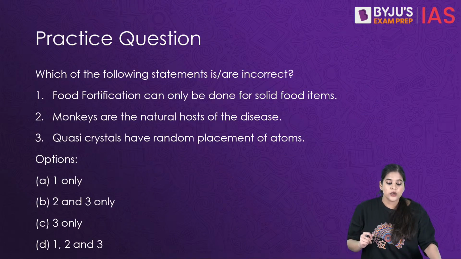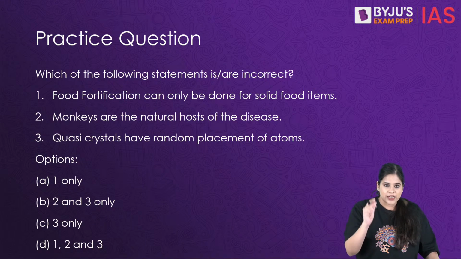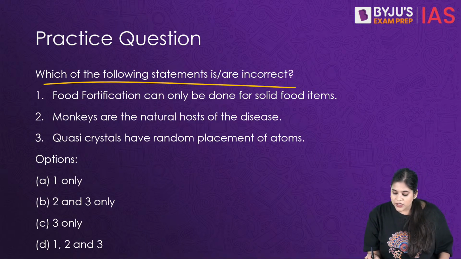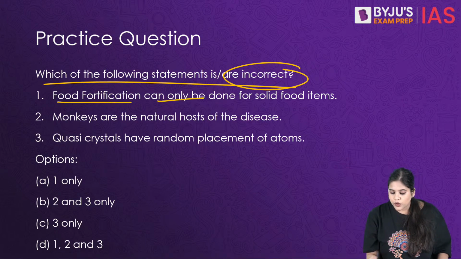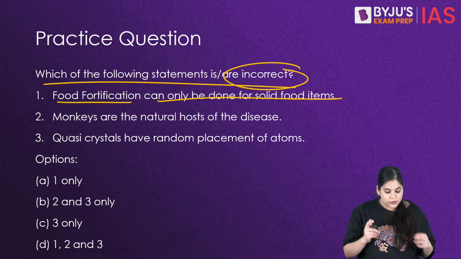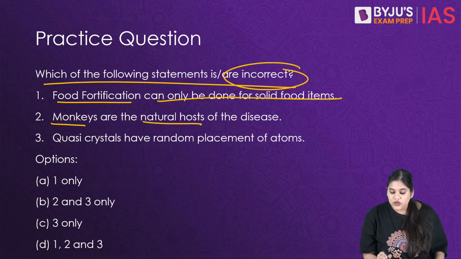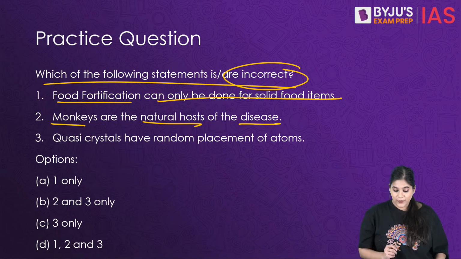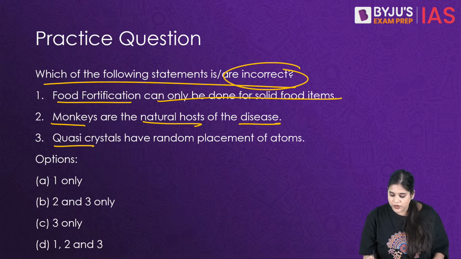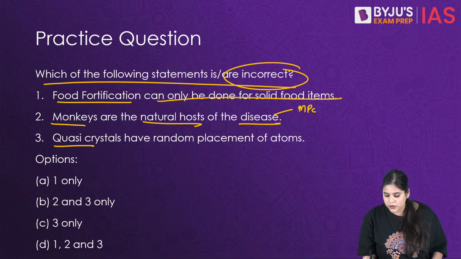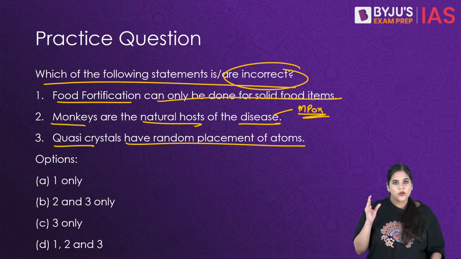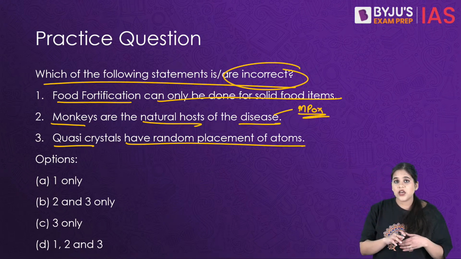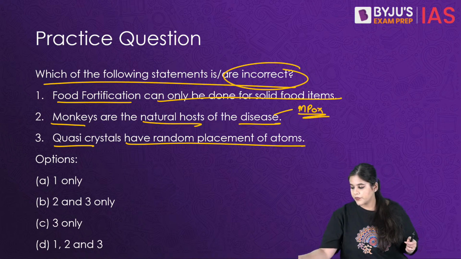Okay. So now a practice question for the science part. Which of the following statements are incorrect? Food fortification can only be done for solid food items. Monkeys are the natural hosts of the disease, that is MPox. Quasi crystals have random placement of atoms. So which of these are incorrect? You have 5 seconds.